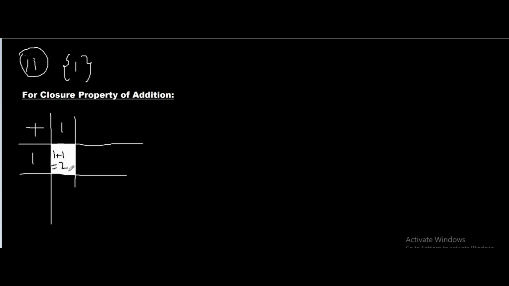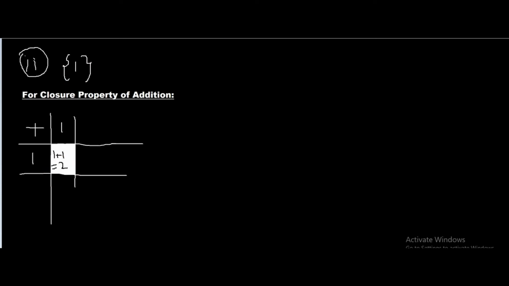Now you can see here that this 2 is not included in the given set. Because the given set has only the entry 1, and the sum of 1 and 1 is equal to 2, which is out of this set, because this 2 is not included in this set. Therefore the given set is not obeying the closure property of addition, because the result is outside of this set.